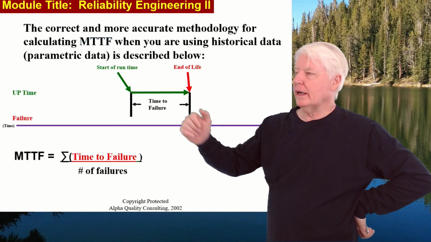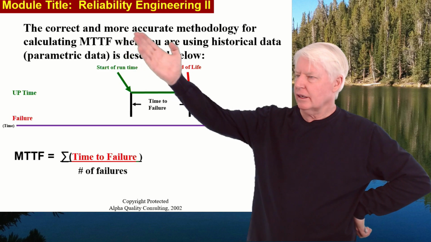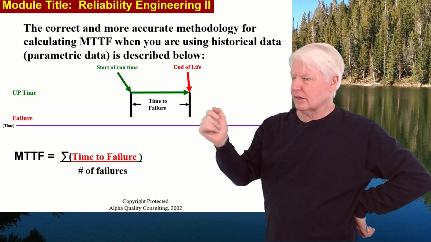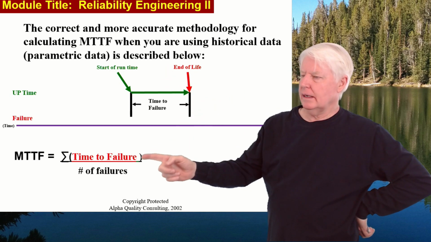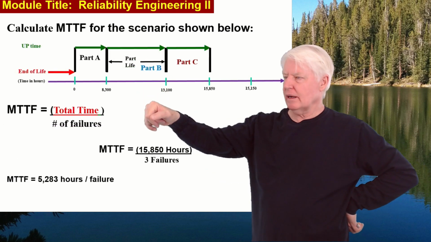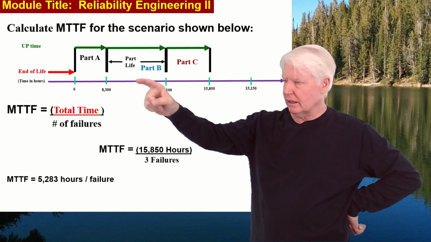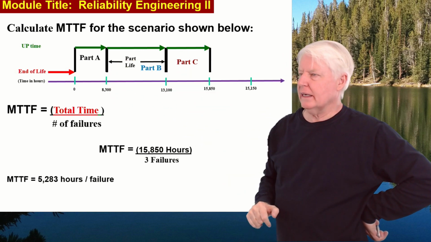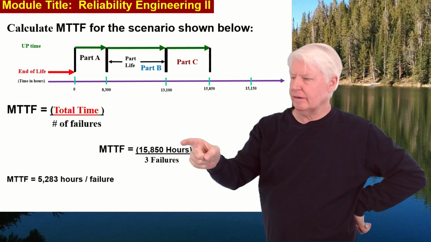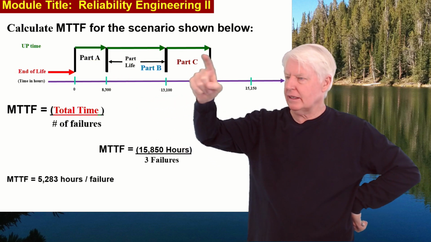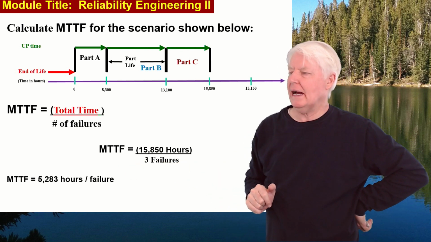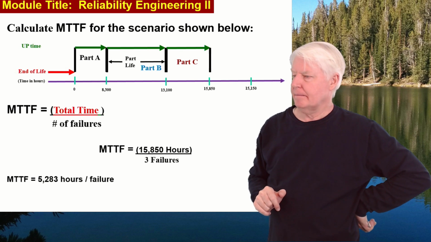All right, so here's how you do it if you have historical data. The correct and more accurate methodology for calculating mean time to failure when you are using historical data is described below. Time to failure divided by the number of failures. So here we have it. Notice there's no downtime because we just throw it away. We don't have repair time there. We just throw it away and put in another one. So total time is 15,850 hours. And how many failures over that time? 3. So we have a mean time to failure of 5,283 hours per failure. Very good.